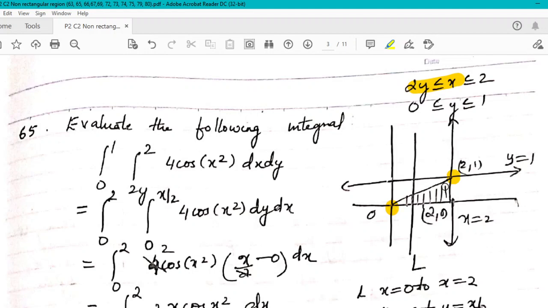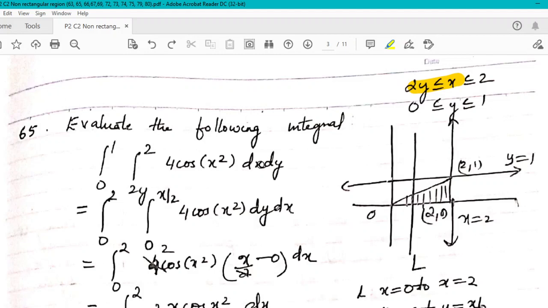So the region bounded by all these boundaries is this. So this is our region, and we have to integrate under this region. Now we have to change the order of integration here.